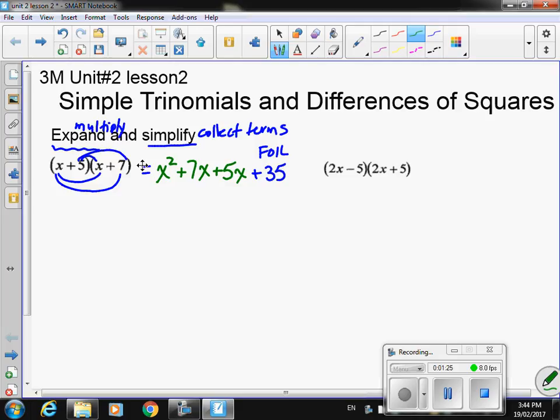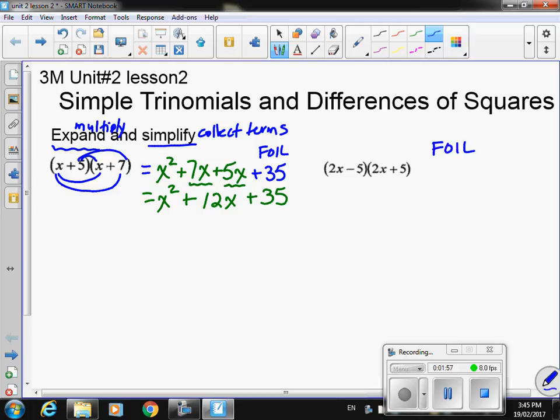Collecting like terms would be the 7x and the 5x are both terms named x, and we can put those together in a pile. The other two things have different names. X squared is different than x's, is different than numbers. So we can't do anything with them, leave them be. 7x and 5x, I have 12x's all together. Done. And that has 3 terms. It's called a trinomial.